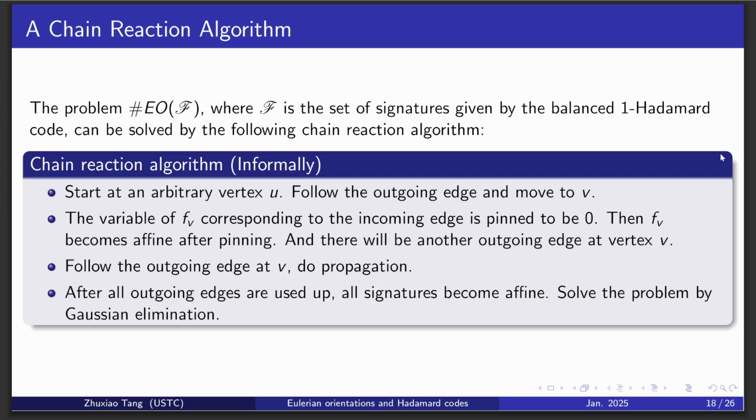This is a property of the Hadamard code. And then there will be another outgoing edge at V. And we follow that outgoing edge at V and can repeat the process above. After all outgoing edges are used up, finally we will get a signature grid, where every signature at every vertex is an affine constraint. Then we can solve the problem by Gaussian elimination.